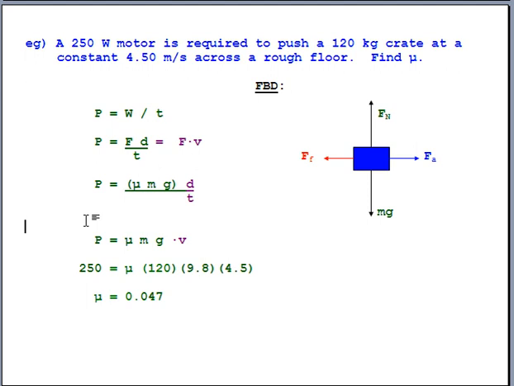So the key thing with this one is that if you ever see a d divided by a t and it's constant motion, you can say, well, that's just going to be the velocity, the constant velocity that we're going at. And it doesn't look like this floor is very sticky, right? It's a pretty small mu value.